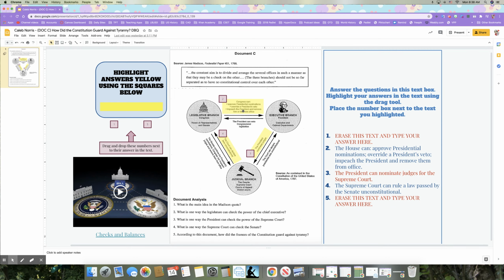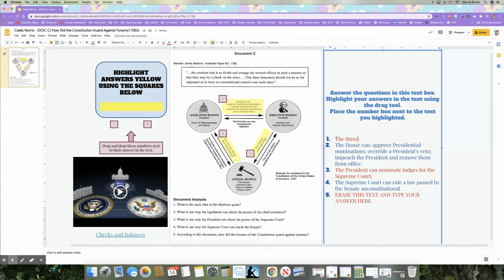It's making sure that the other person is following the laws of the Constitution the way that they are written out. So the aim is to divide the offices, separate them, but not so much so that they don't check each other, right? So they still have the power to check each other. Okay, the 3 branches should not be so far separated as to have no constitutional control over each other. So separate them, but don't make them so separated that they can't see what the other group is doing to make sure that what they are doing follows along with the Constitution. Okay, so I'm going to go ahead and write my answer here for number 1.